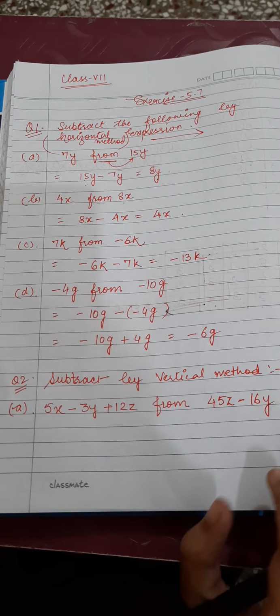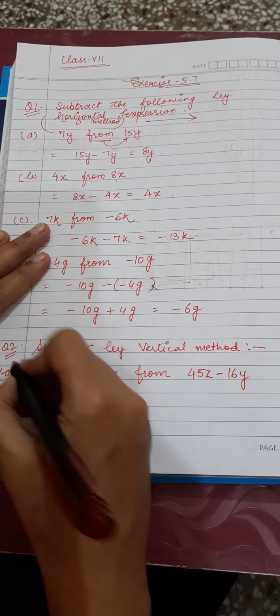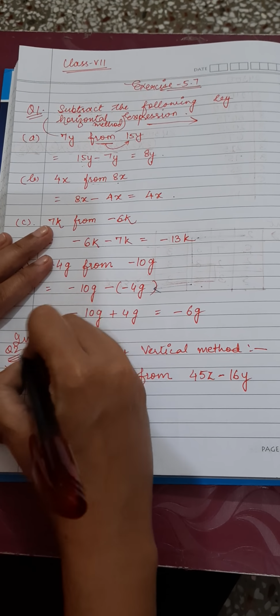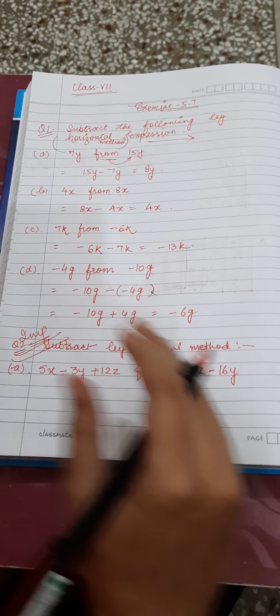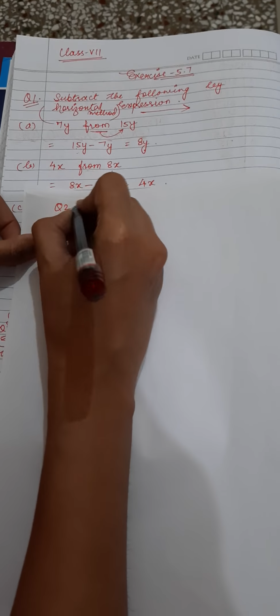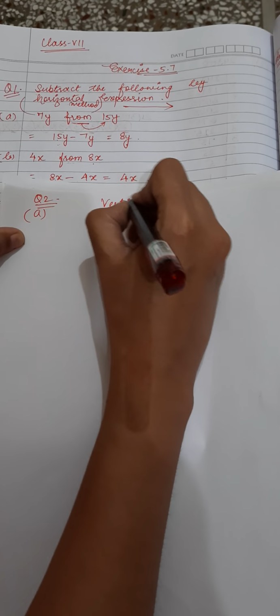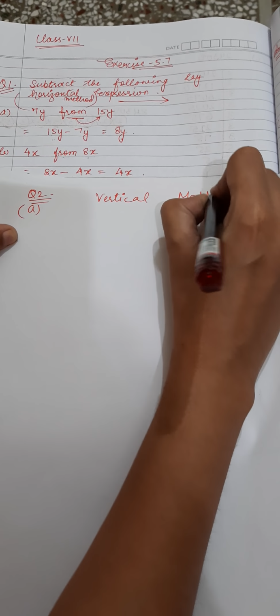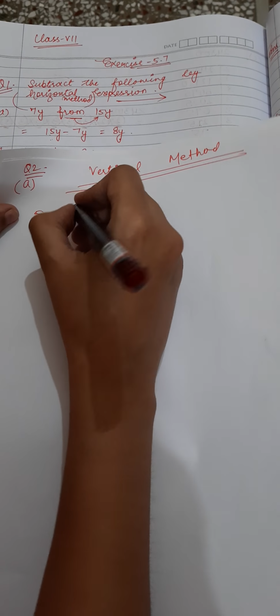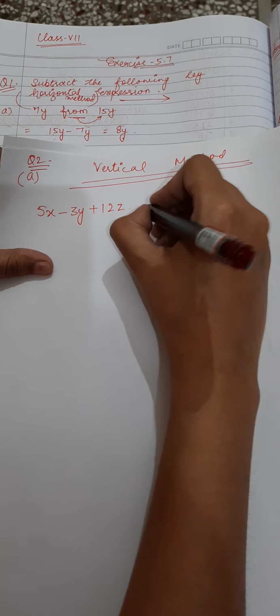Now comes the subtraction by the vertical method, and this is the most important. See, I am going to write here the question and then I am going to explain it. You are going to use now subtraction by vertical method. Question is 5x minus 3y plus 12z. You are going to subtract from 45z minus 16y. So this is the question.